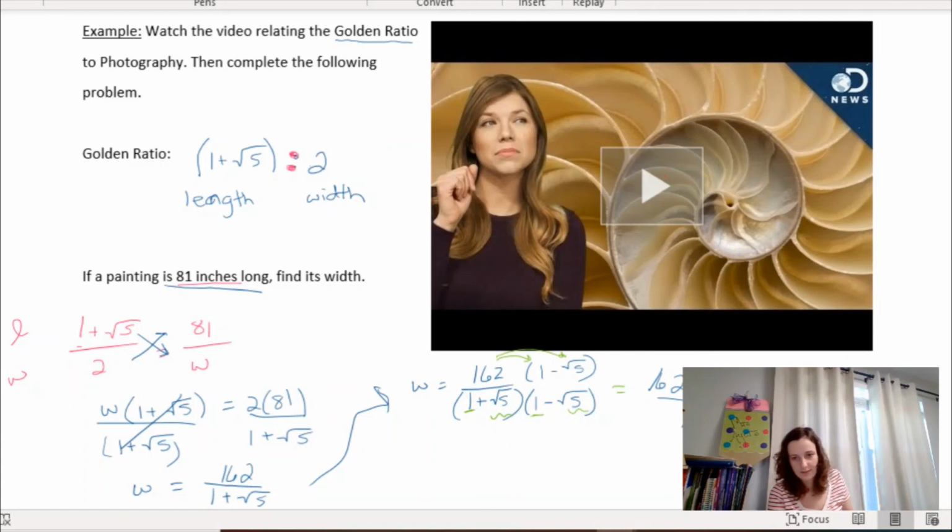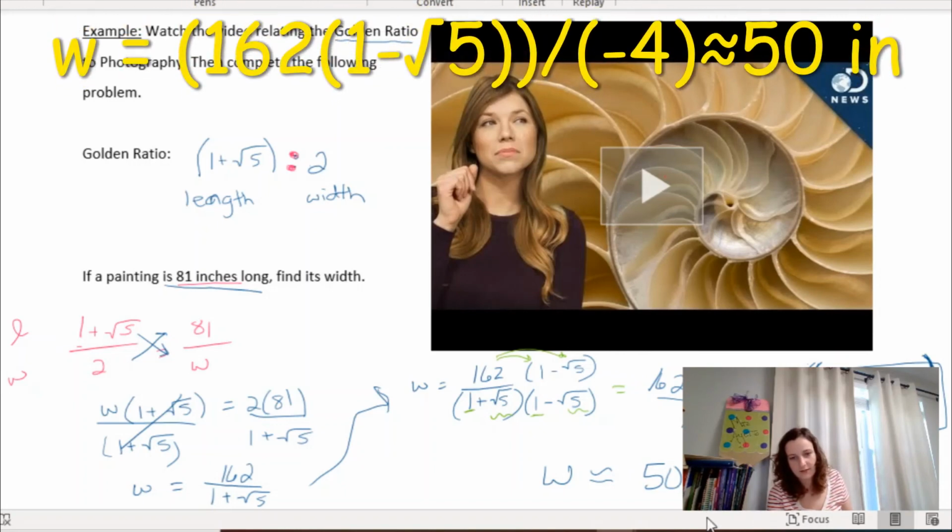Then you can type all of this into your calculator, and you would get a width that is approximately equal to 50 inches. Remember, when you type this into your calculator, put the top numerator in parentheses: parentheses 162 minus 162 times the square root of 5, end your parentheses. Then hit the divide button and negative 4 in order to get the correct answer.